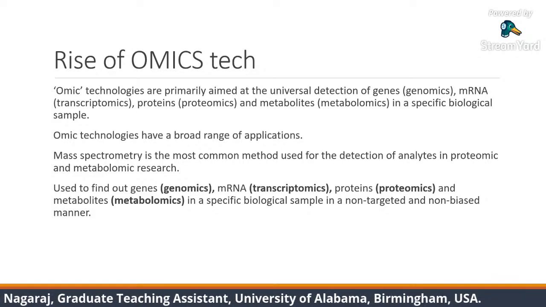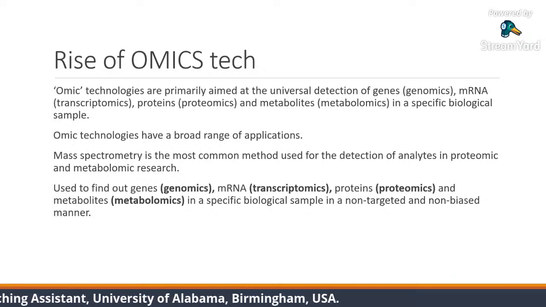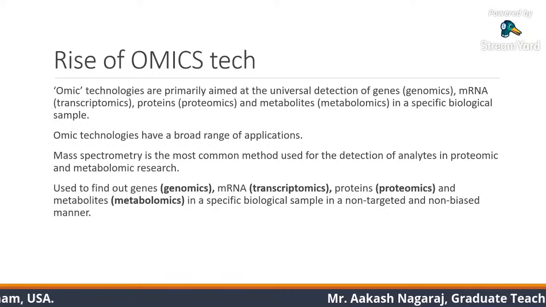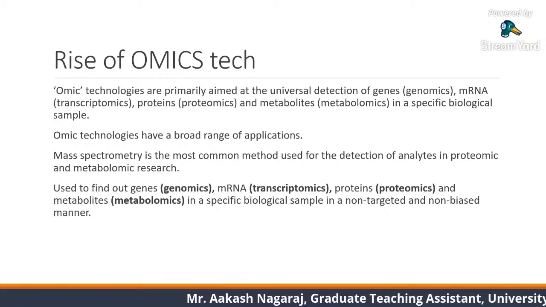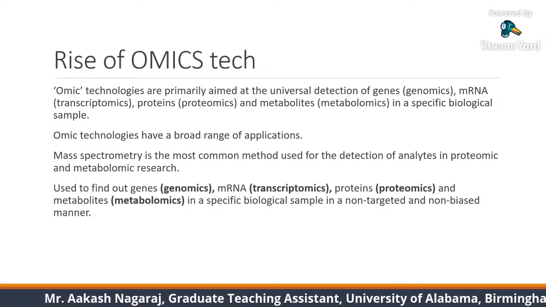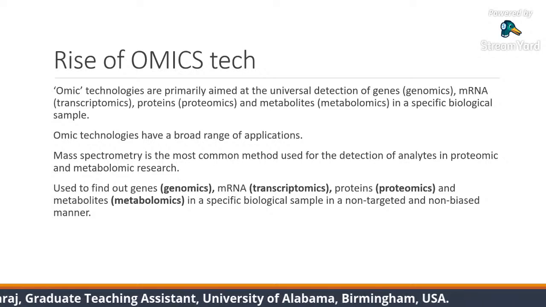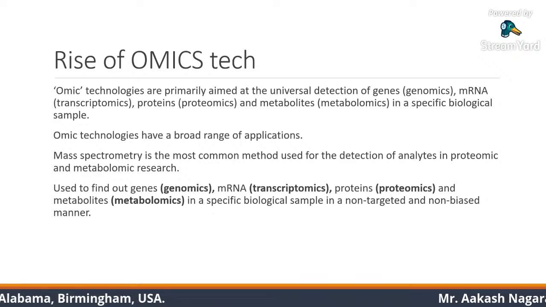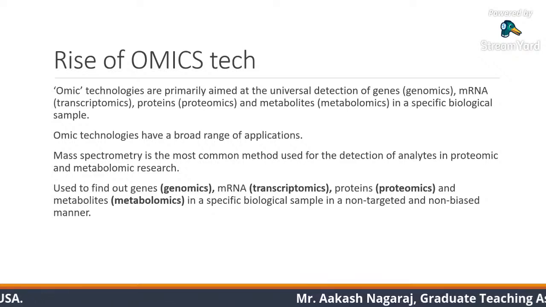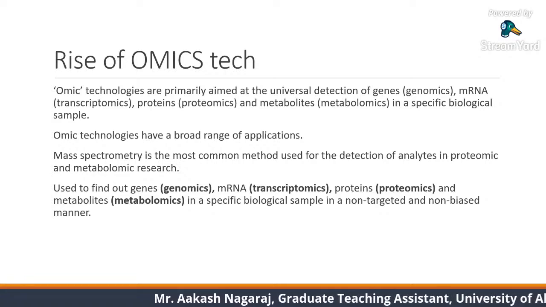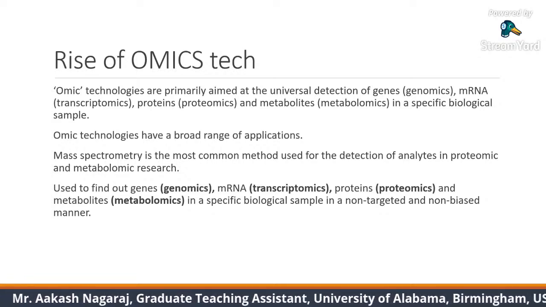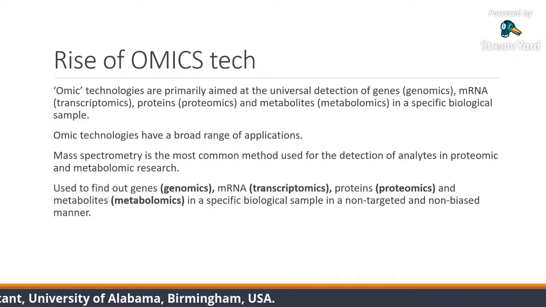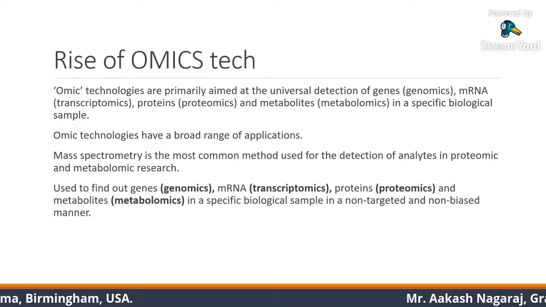So sequencing genes is genomics, mRNA is transcriptomics, proteins is proteomics, and metabolites is metabolomics. We can get all these 4 types of data from a specific biological sample. Suppose we take blood from an individual, we can get all these 4 types of data, or in other animals or tissues or bacteria or any kind of biological sample.